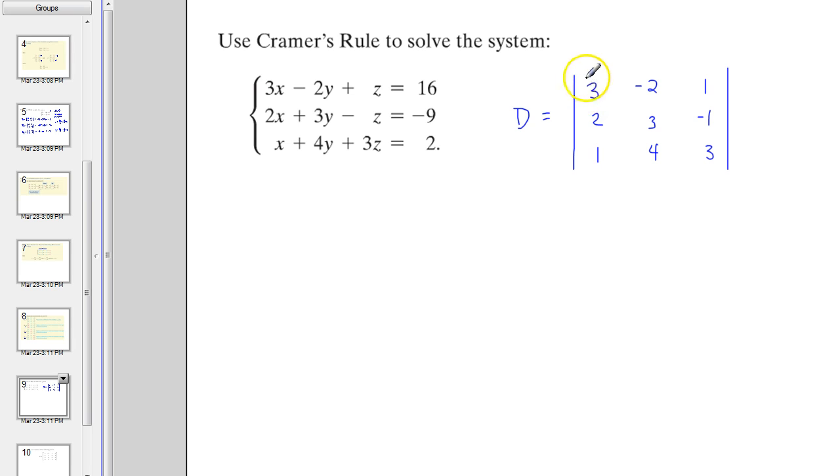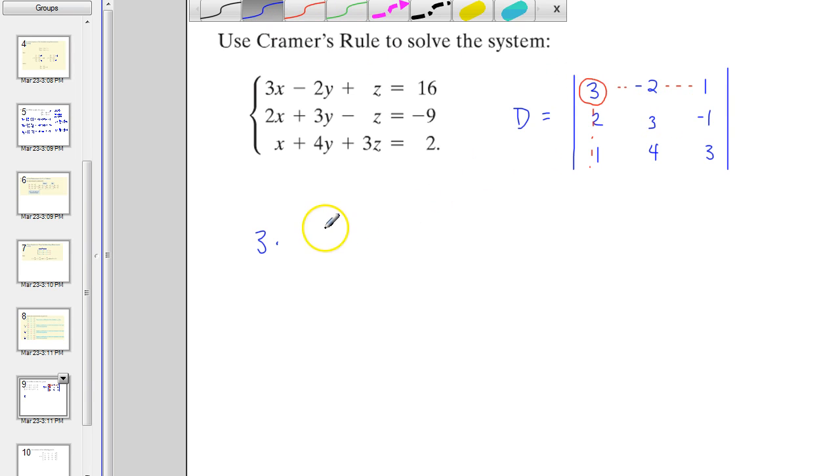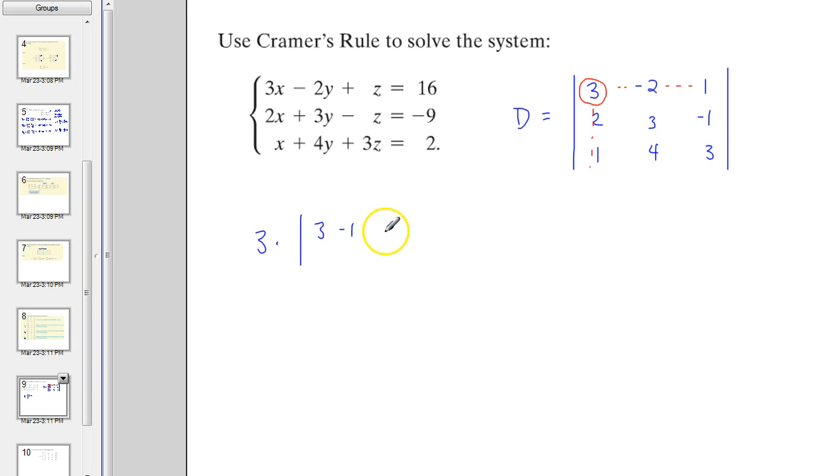Now I'm going to show you what that last page meant. I'm going to take this first position, this 3 right here, and multiply that by, what do I eliminate? I eliminate the negative 2 and the 1 this way. So this is the matrix that remains. There's a little 2x2 matrix: 3, negative 1, and then 4, 3.